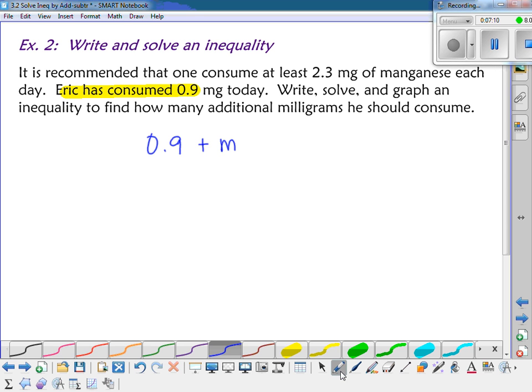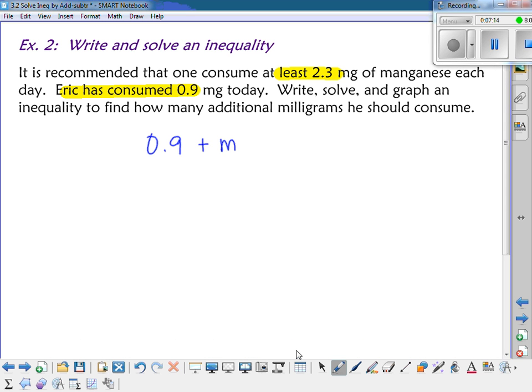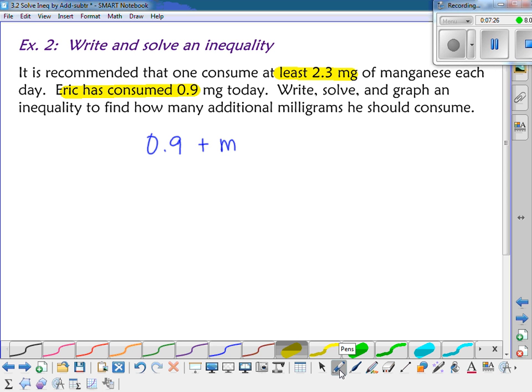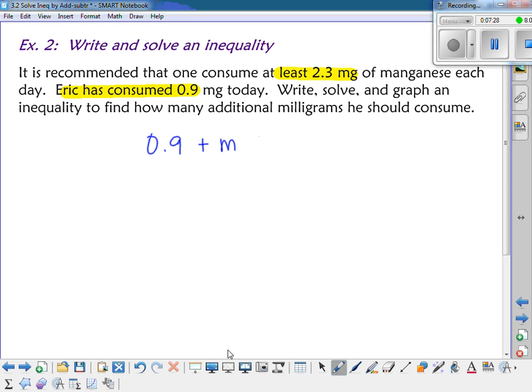Now it says he needs to consume at least 2.3 milligrams. So can it be less than 2.3 milligrams? No, not if it has to be at least. It has to be greater than 2.3. What about, could it be exactly equal to 2.3? Yes, it can. So it's greater than or equal to 2.3. At least 2.3 means it equals 2.3 or it's more.